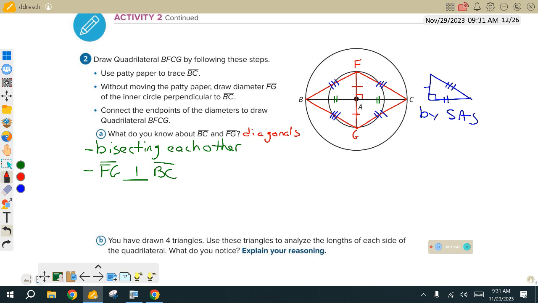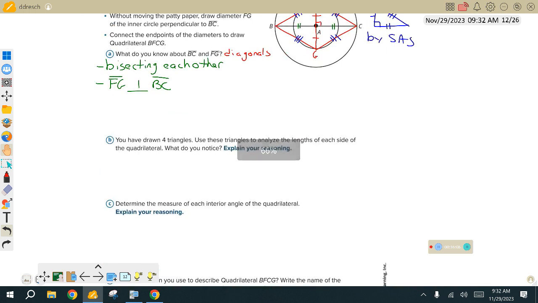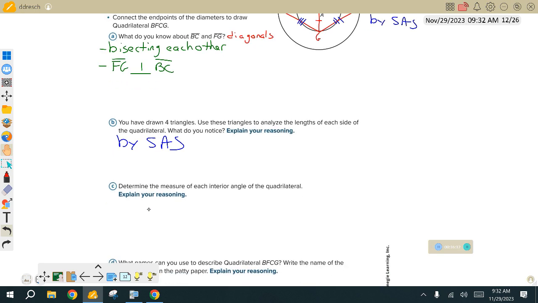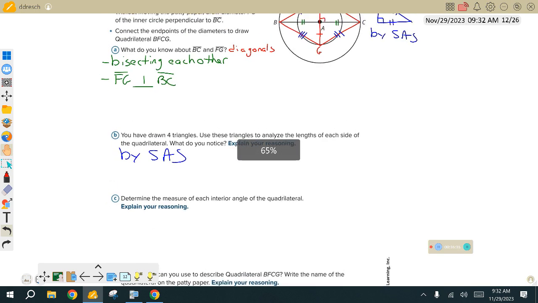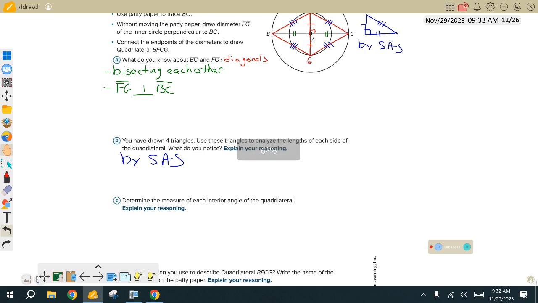So here's where the perpendicular diagonals help make a square. This is coming from the parallelogram down to the square, and then the rectangle is bringing in the congruent diagonals. All those pieces are working together to make the square then, okay? So here's what we've got now. Yes, this is happening by SAS. Okay, we haven't talked about the angles.